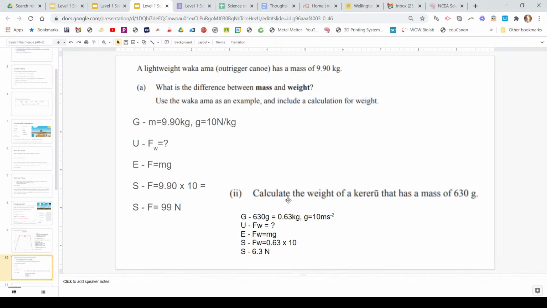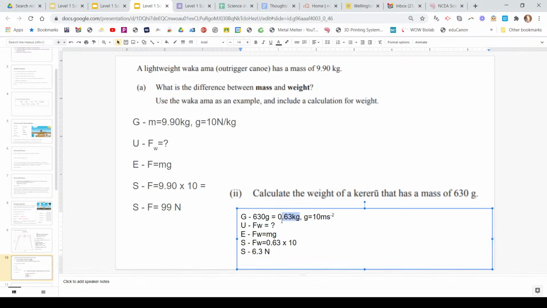Similarly, we might have to calculate the weight of, this time, a kiwi with a mass of 630 grams. I've shown you this one because you have to convert the grams into kilograms. So when we write our GUESS method, if we see something in units that we wouldn't normally use in the calculation, like grams, then we're going to change that into kilograms. We should know that there's 1,000 grams in a kilogram, so we can divide 630 by 1,000 to get that into kilograms.